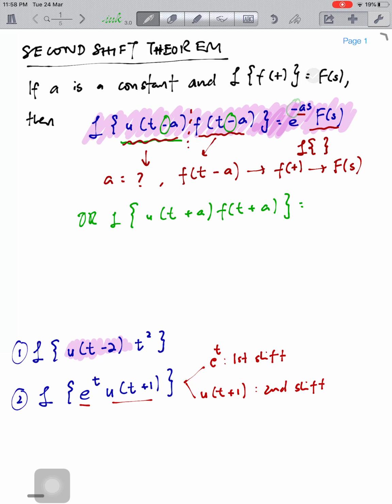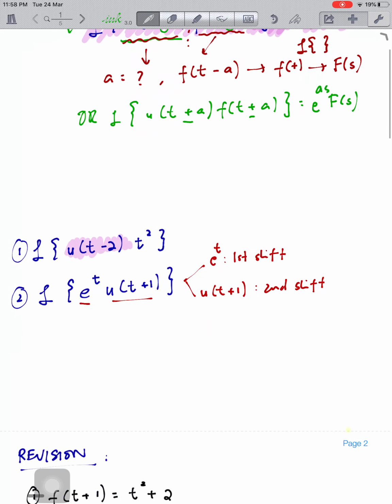So that is why, when I have a plus and plus right here, I'm going to end up with exponential of positive s multiplied by F of s. And of course, in the final exam, in the appendix, there is only one theorem given, which is the one at the top right here.